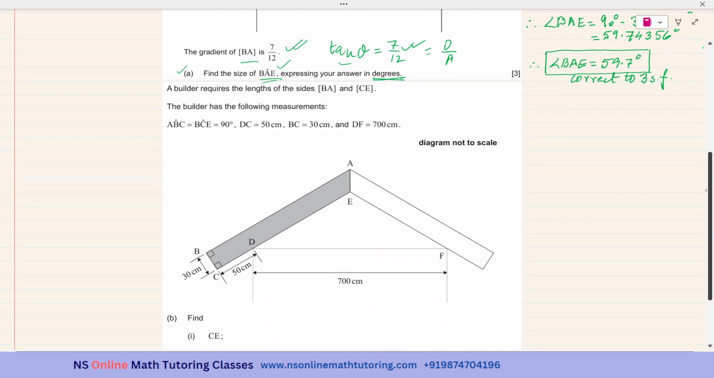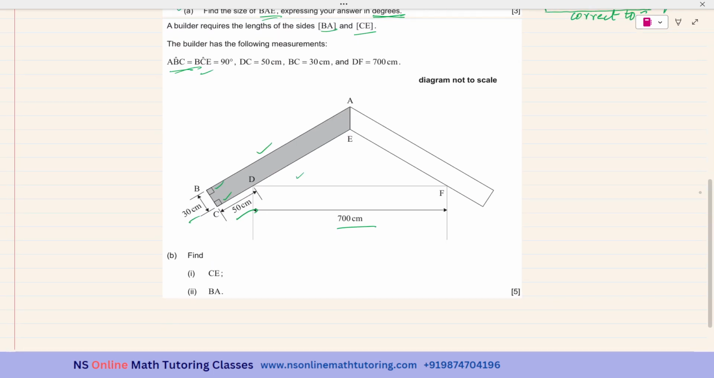A builder requires the lengths of the sides BA and CE. This is BA and this is CE. The builder has the following measurements. Angle ABC is 90 degrees. Angle BCE is also 90 degrees. DC is 50 centimeters. BC is 30 centimeters. And DF is 700 centimeters. So part B has two further subparts.